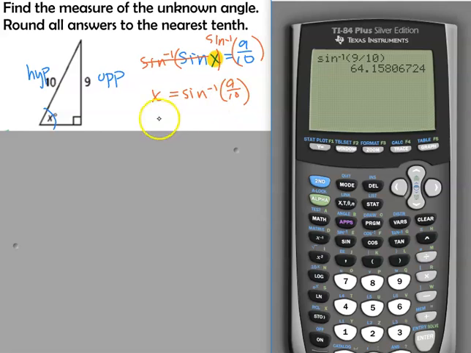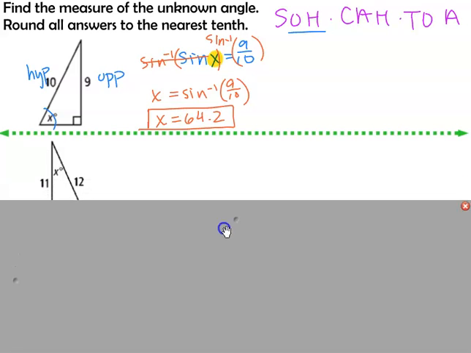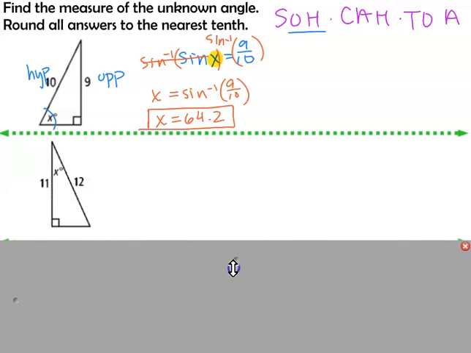So our answer, the measure of angle x, is going to be 64.2 degrees. Since x represents the entire angle measure, but it is technically a variable, for this one, 64.2, you don't have to put the degree symbol after it. But if your notation asks for the measure of an angle, then you definitely want to put the degree symbol after that. Let's go ahead and look at the next question.